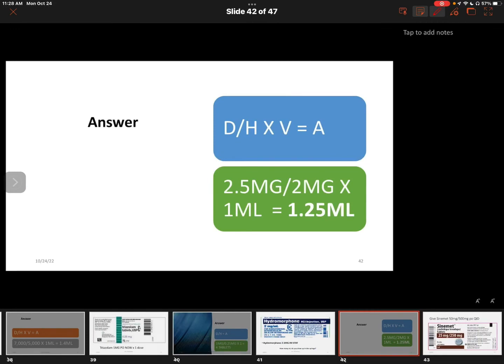The D over H times V equals A. So 2.5 milligrams divided by 2 milligrams is what we have on hand, times 1 milliliter. Our answer is 1.25 milliliters we would drop into a syringe in order to administer this subcutaneous or IM.